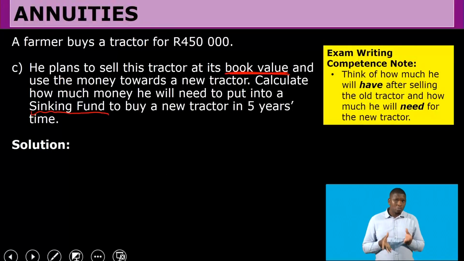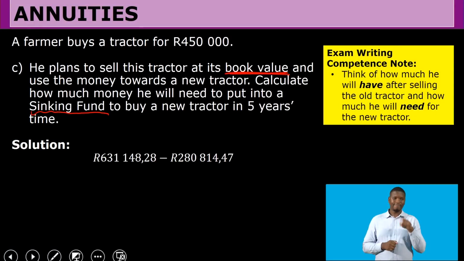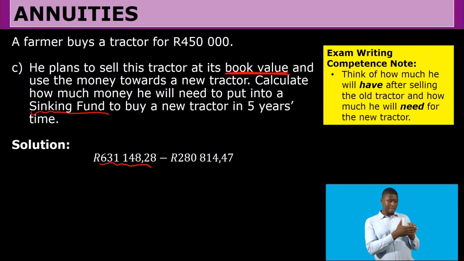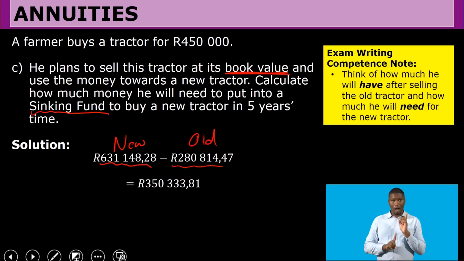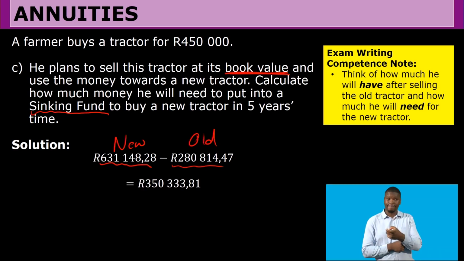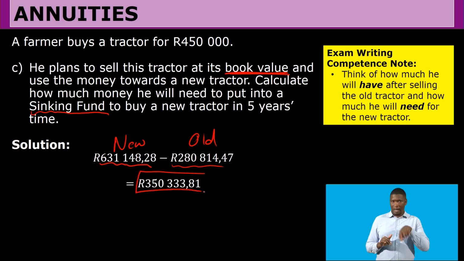So how are we going to get what amount he's going to need for the new tractor? Well, we are going to take what the tractor will cost after 5 years, and that is the new tractor. And we are going to subtract the value of the old tractor that is going to be sold there, and that is the book value of the old tractor which we've calculated. And that is simply going to be 350,333 rands and 81 cents. So that is the actual amount that he's going to put into the sinking fund.